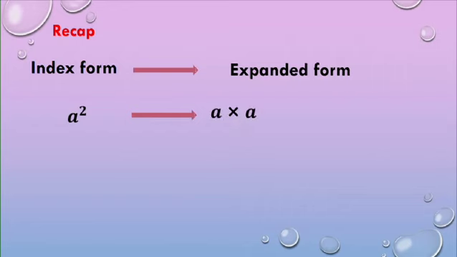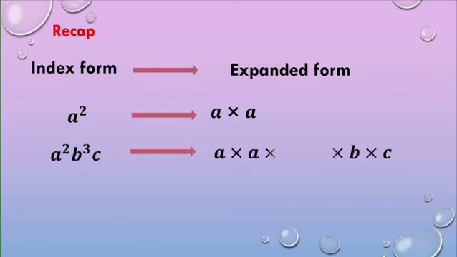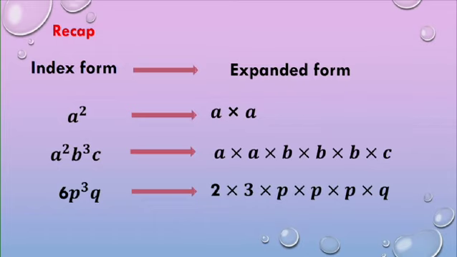Students, you also learned how to write a number from index form to expanded form. That is, a square can be written as a times a. A square b cubed c is the same as a times a times b times b times b times c. Now look at this algebraic term. We have an integer value of 6, then we have algebraic terms p cubed q. So we can write the 6 as a product of its prime factors, that is 2 times 3. Then we write p cubed q in expanded form, that is p times p times p times q.